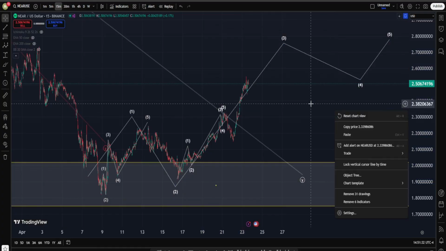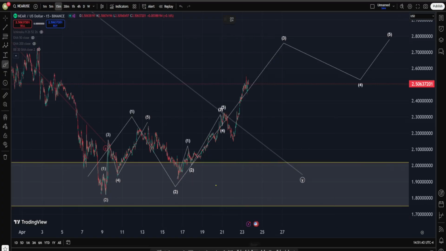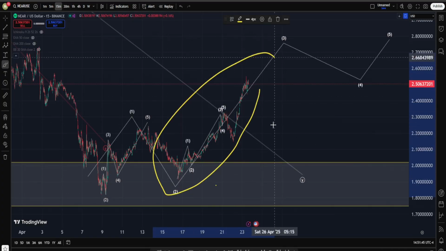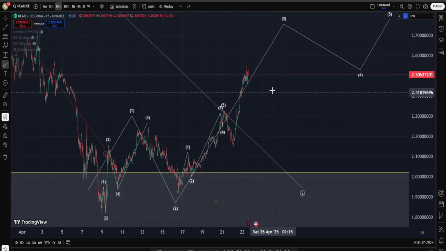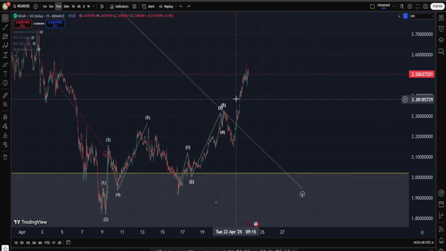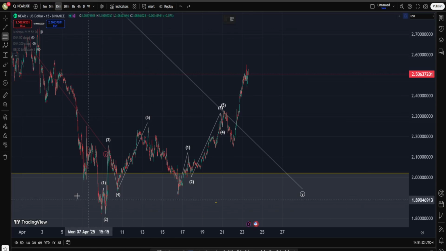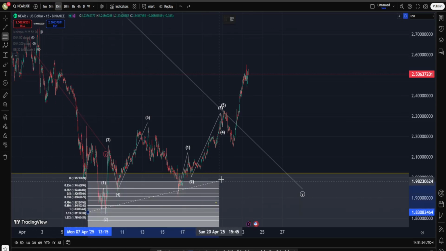And one very important characteristic of a wave 3 is being a very big and strong move on the upside. And I think this definitely has the characteristic of a huge wave 3. Also, in terms of Fibonacci's, let's just do this. I think I forgot to tell you this.